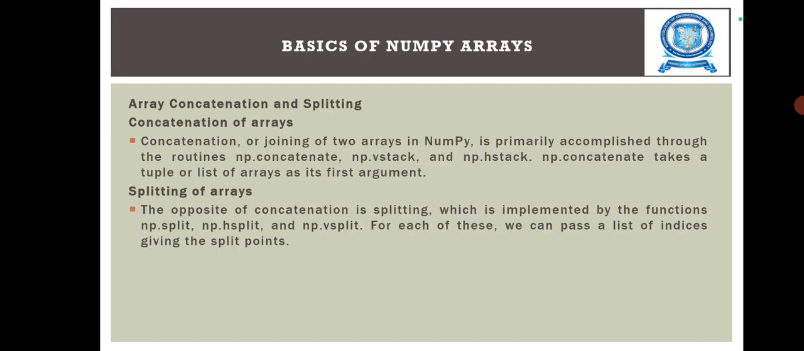Next one is array concatenation and splitting. Concatenation or joining of two arrays in NumPy is primarily accomplished through the routines np.concatenate, np.vstack and np.hstack. np.concatenate takes a tuple or list of arrays as its first argument. The next one is splitting of arrays. The opposite of concatenation is splitting, which is implemented by the functions np.split, np.hsplit and np.vsplit. For each of these, we can pass a list of indices giving the split points.